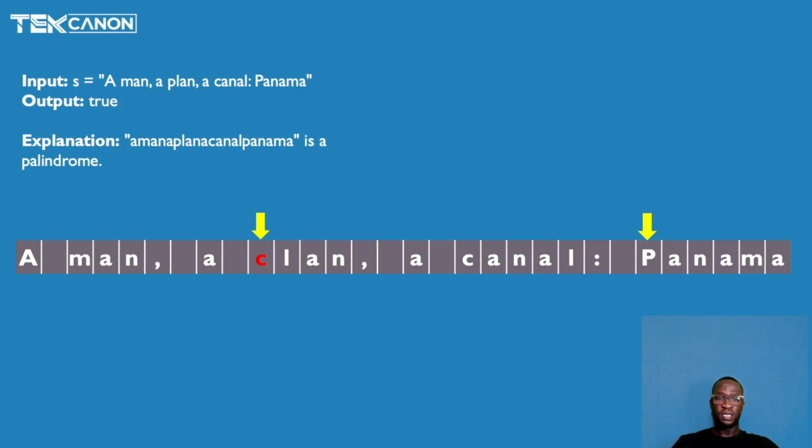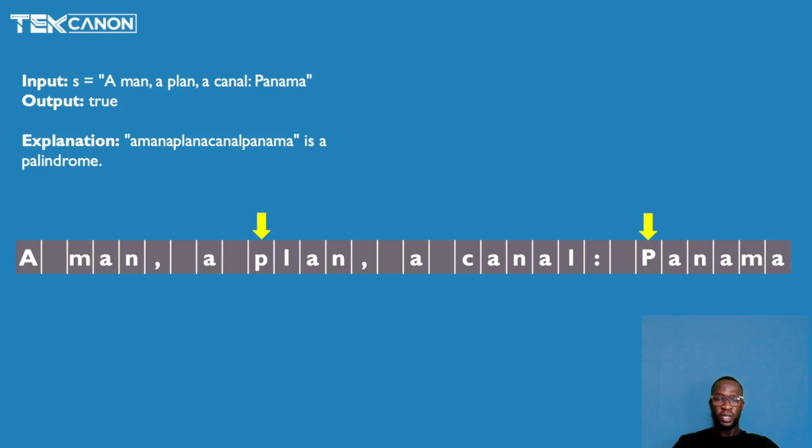Now, when we're evaluating C against P, they're both alphanumeric, so we cannot justify moving just one pointer. Since we can't move just one pointer and both of them do not match, we would essentially return false at this point. So our phrase is not a palindrome if C was to be here, and we don't need to evaluate the rest. As long as we find a mismatch in alphanumeric characters, we return false.